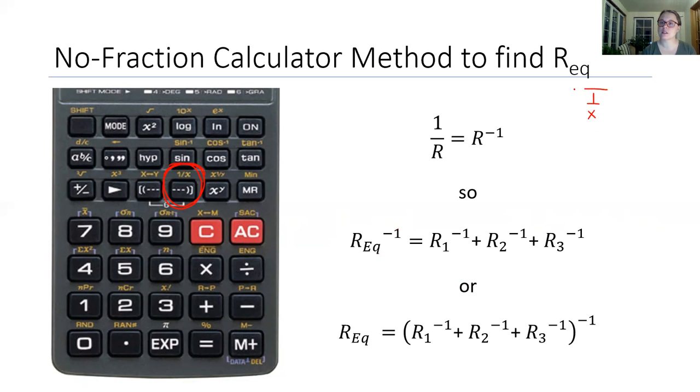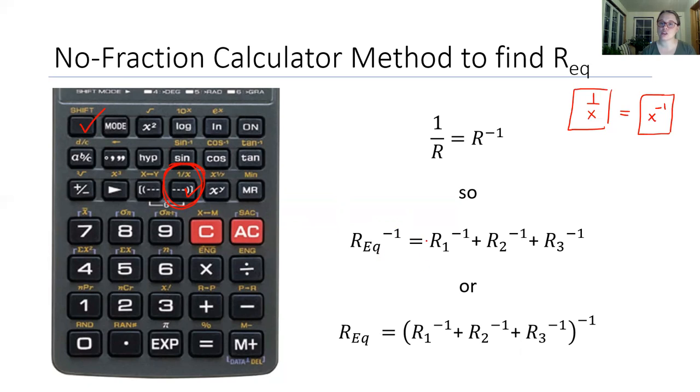Some calculators have a button that says X minus 1. Those two are equivalent to each other. Now, in this case, because it's yellow, we have to use Shift first, and then we're going to press that button. Okay, so it's going to be Shift, and then that button. You have to do both of them.